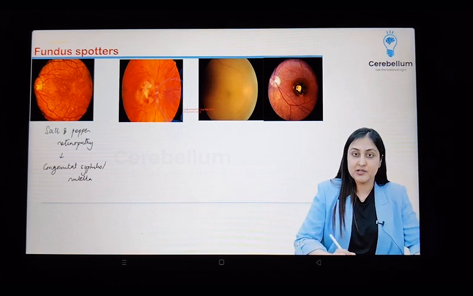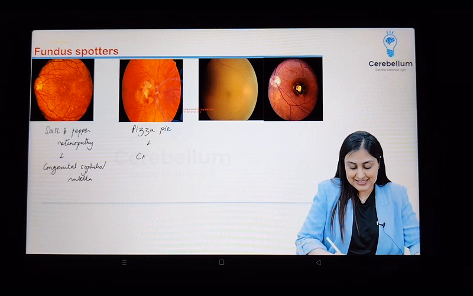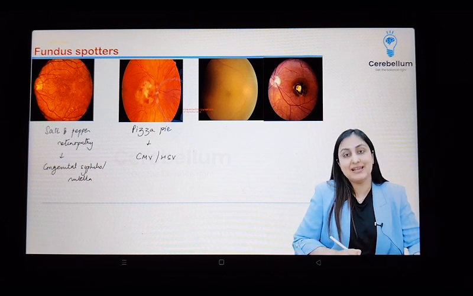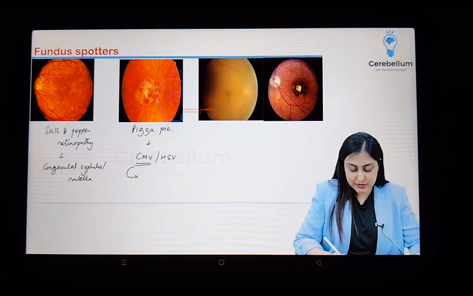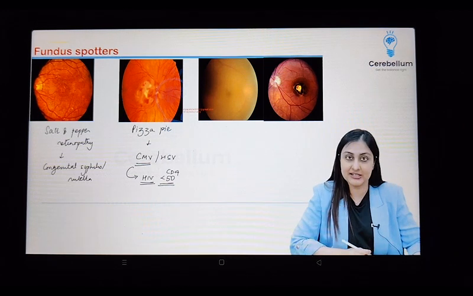When you see this sort of an appearance, red and white, reminds you of a pizza. So this is a pizza pie appearance that is seen in CMV or HSV infection. Remember, CMV retinitis particularly occurs in HIV/AIDS patients when their CD4 is very low. In fact, lesser than 50 is when you consider CMV retinitis.